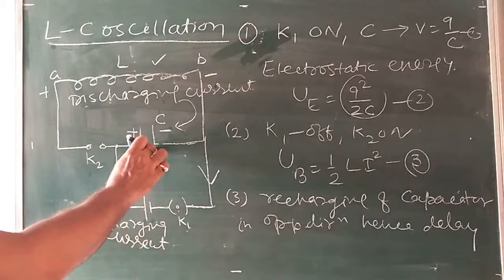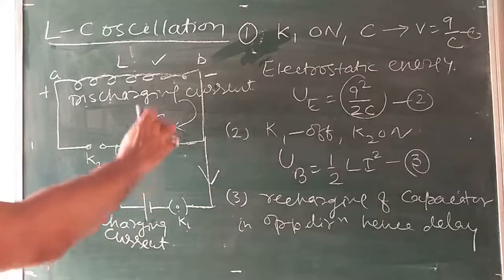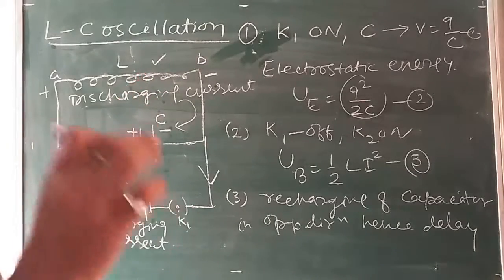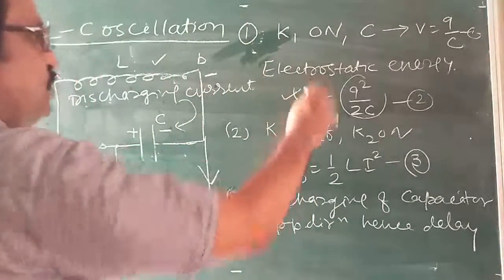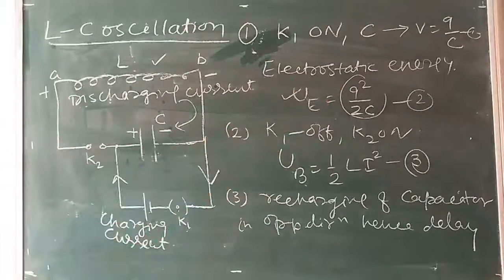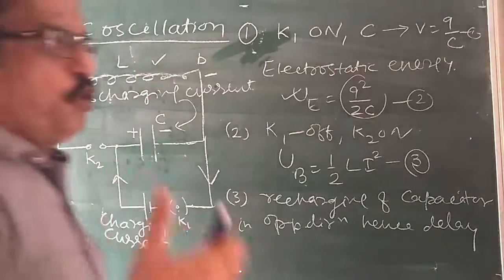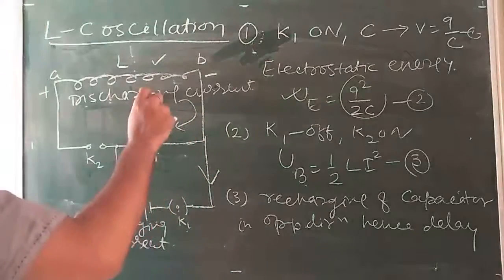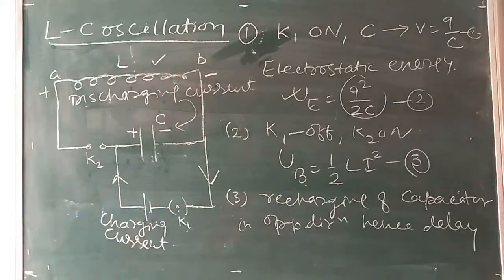When the condenser is recharged completely, the magnetic field energy around L reappears in the form of electric field energy between the plates, and the entire process goes on repeating continuously. This energy goes to this, and this energy goes to this. It is called LC oscillation. So what happened, dear children, here?